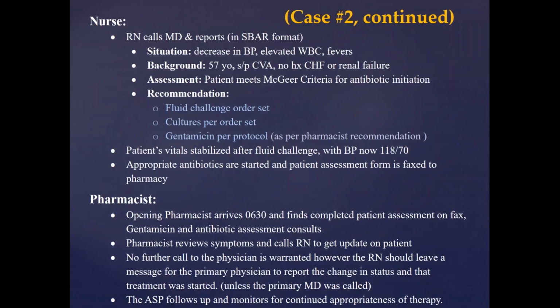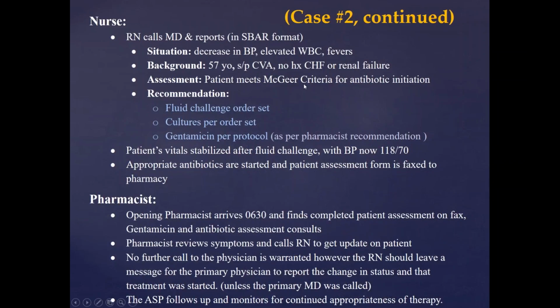Then the RN calls the physician and reports in an SBAR format, and that's where you tell the imminent situation first. So he or she would report the decrease in blood pressure, the elevated white blood cells, and the fevers, and then give a brief background. It's really helpful if the RN has someone helping him or her to tell if the patient has a history of CHF or decreased renal function, because then the physician can order a higher volume of fluids without concern.